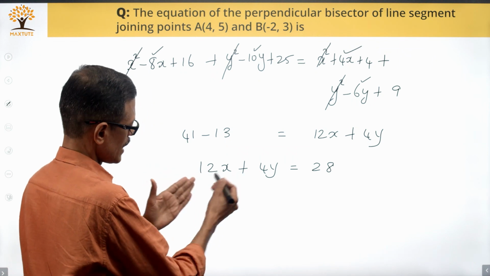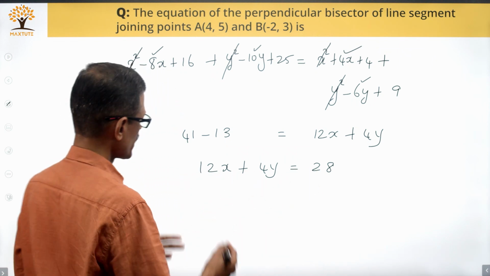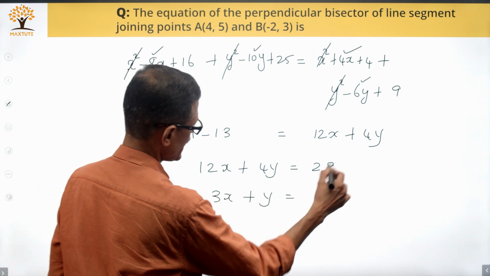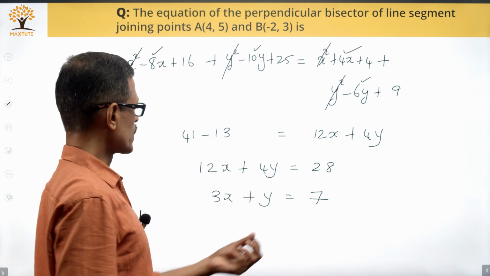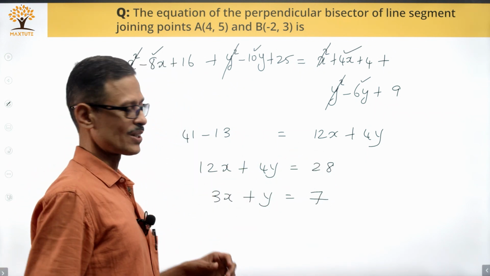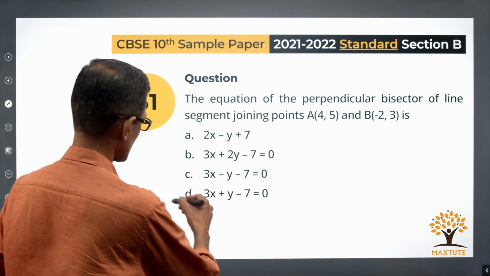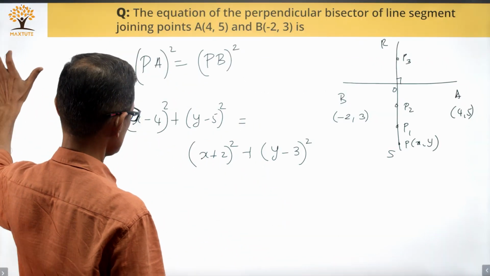All of these values 12, 4 and 28 are divisible by 4. Let's divide it and bring it to its least form. So 12 divided by 4 is 3x, 4 divided by 4 is y, 28 divided by 4 is equal to 7. So 3x plus y is equal to 7. Let's check out which answer option matches. 3x plus y is equal to 7. 3x plus y minus 7 is equal to 0 is essentially the answer to this question.